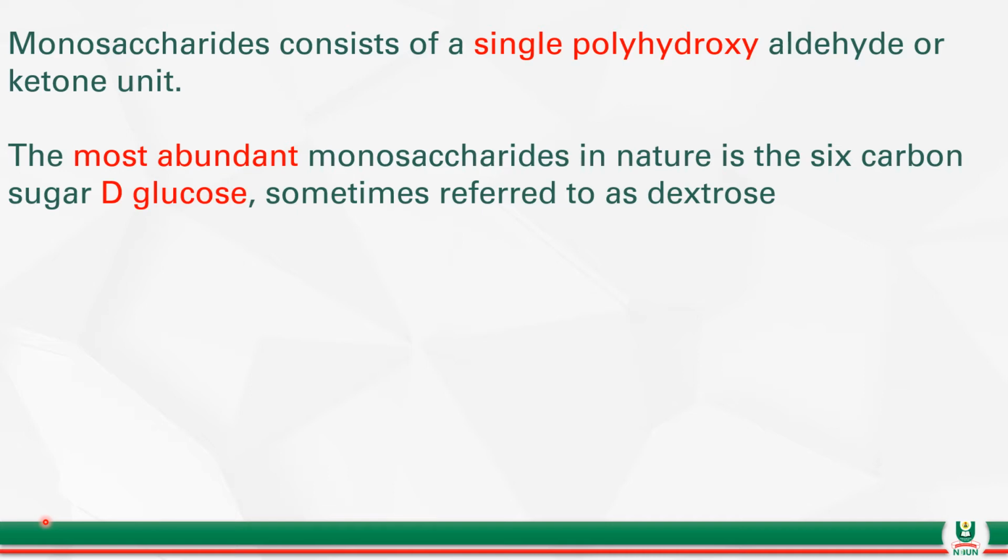You find it in starch combined together. You find it in cellulose. You find it in the sugar you use to drink tea. When I mean sugar you use to drink tea, I'm talking about sucrose, which is also called table sugar. D-glucose can also be referred to as dextrose. That's the most abundant monosaccharide in nature.